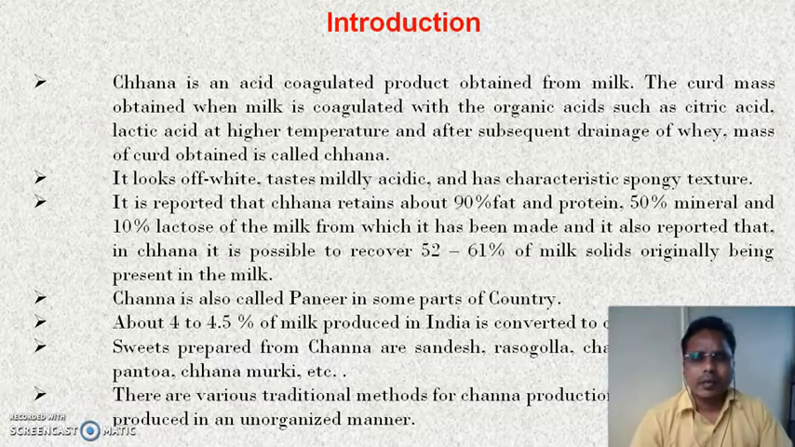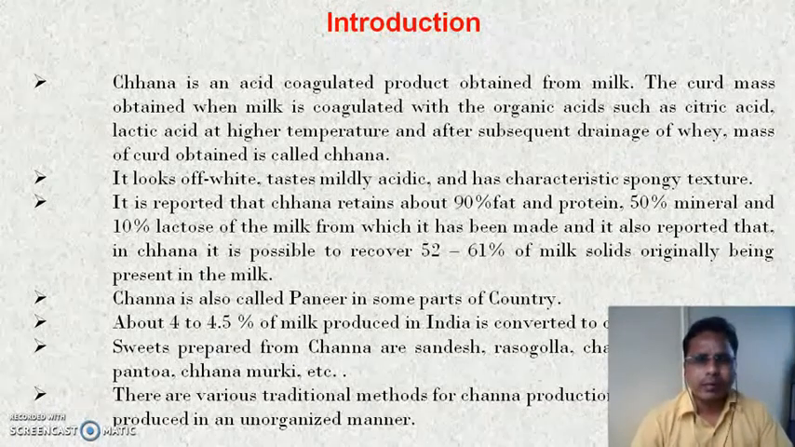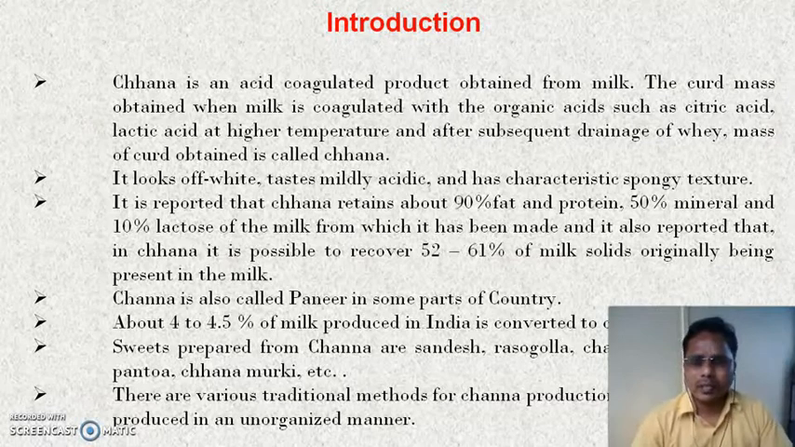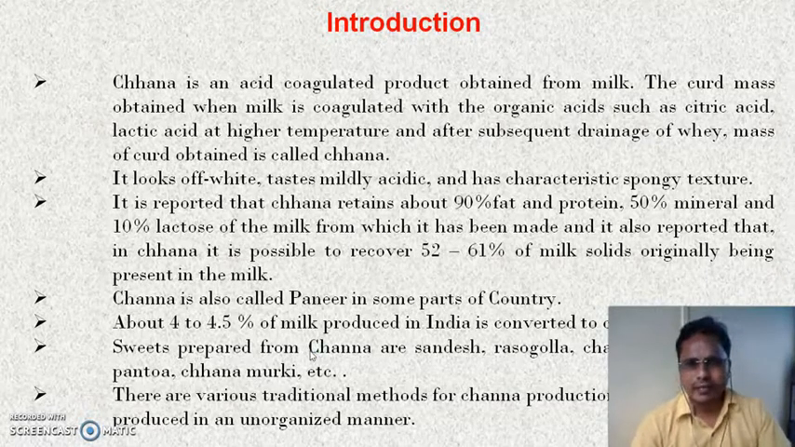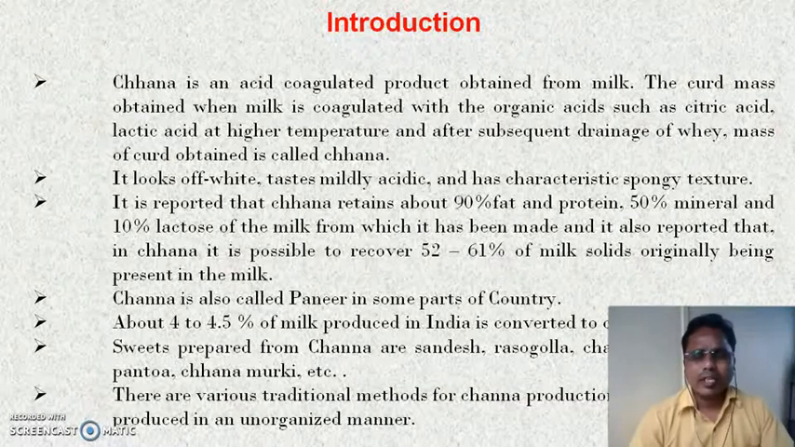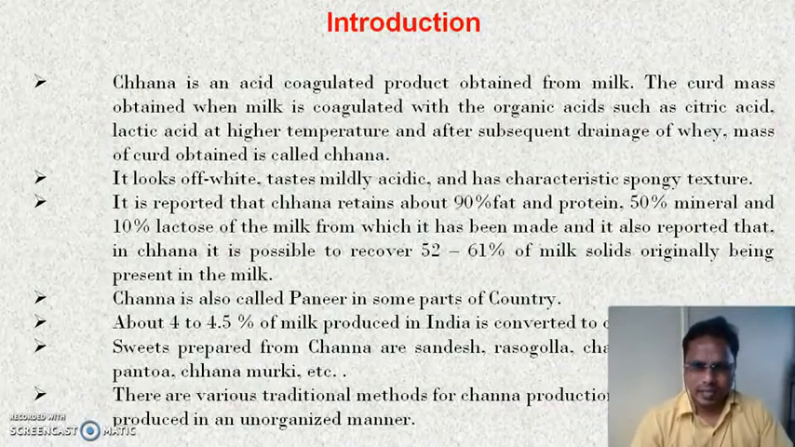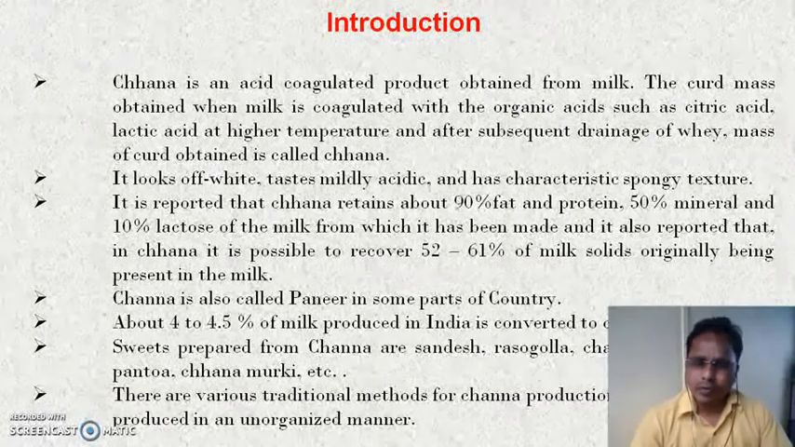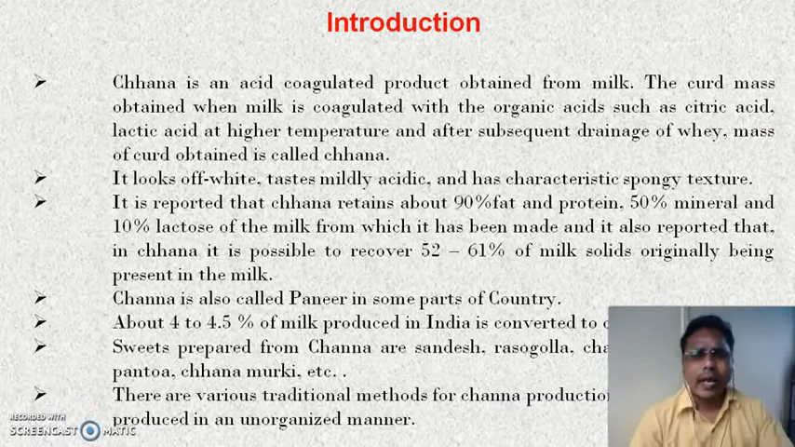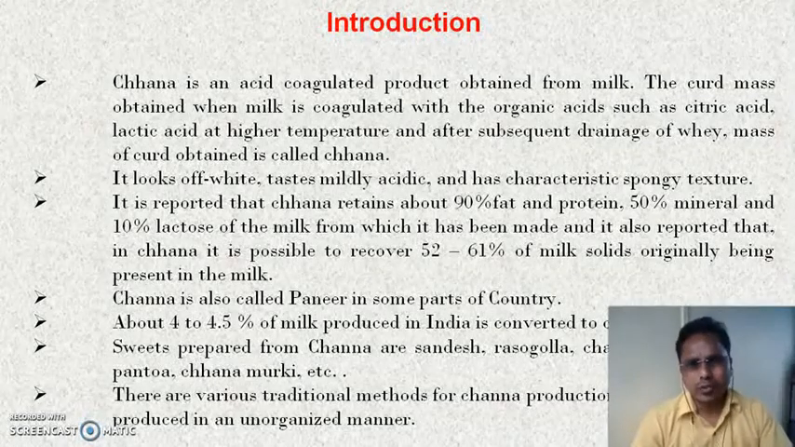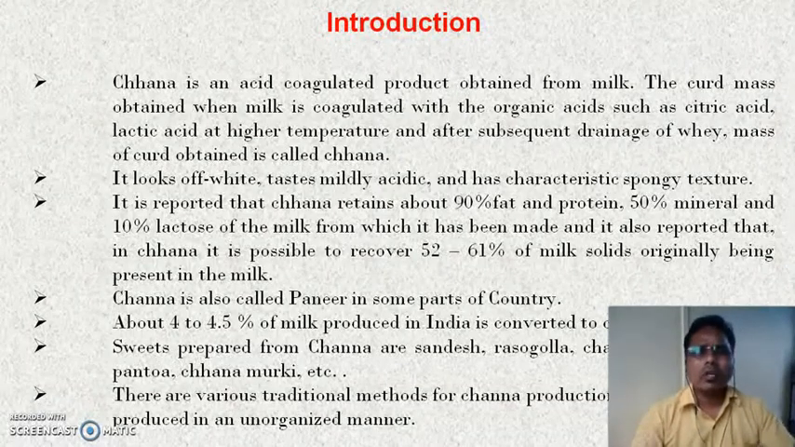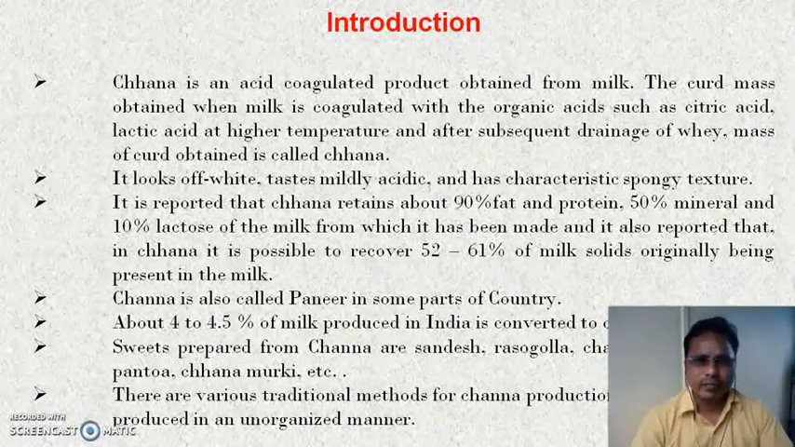It means, first of all, we have to boil the milk, and after the boiling of that milk, a coagulating agent that is called citric acid or lactic acid at the rate of 1% is added. And when milk is coagulated, then this milk is strained with the help of muslin cloth, and whatever the mass obtained in that muslin cloth, that mass is called the channa. So this is the coagulated milk product, the channa.